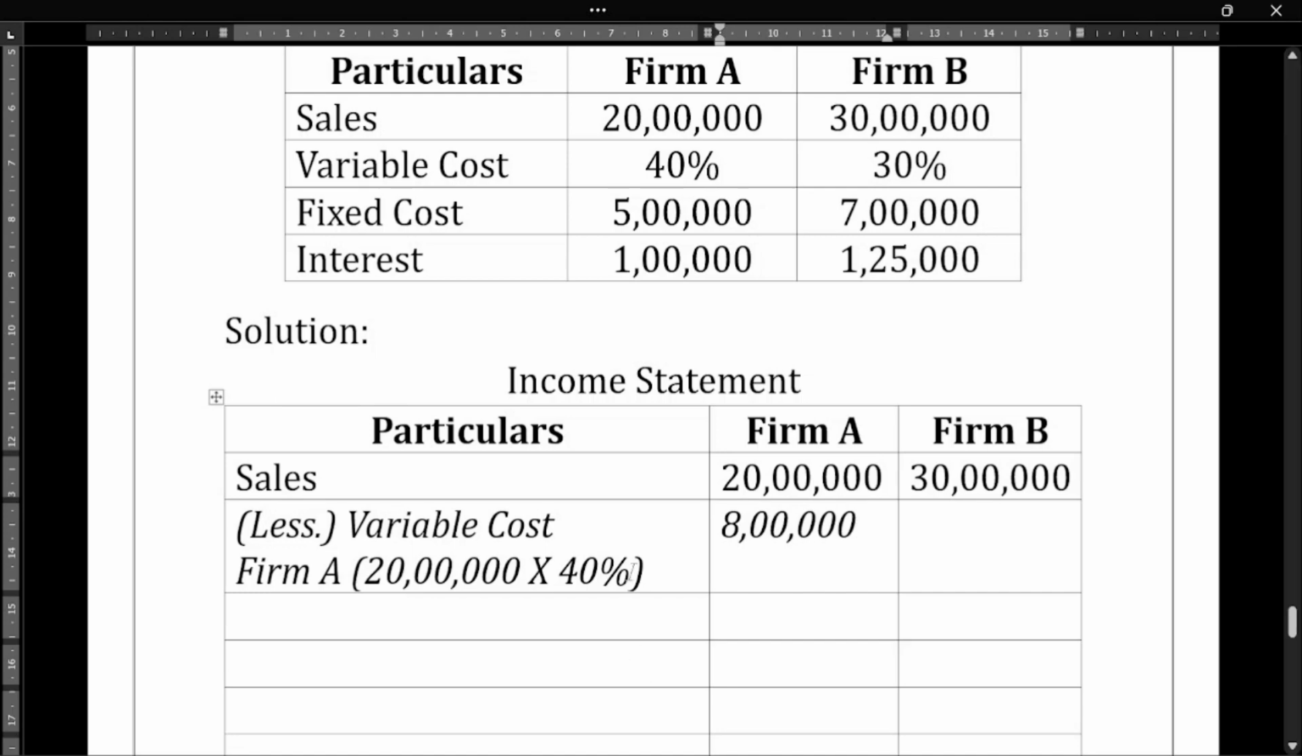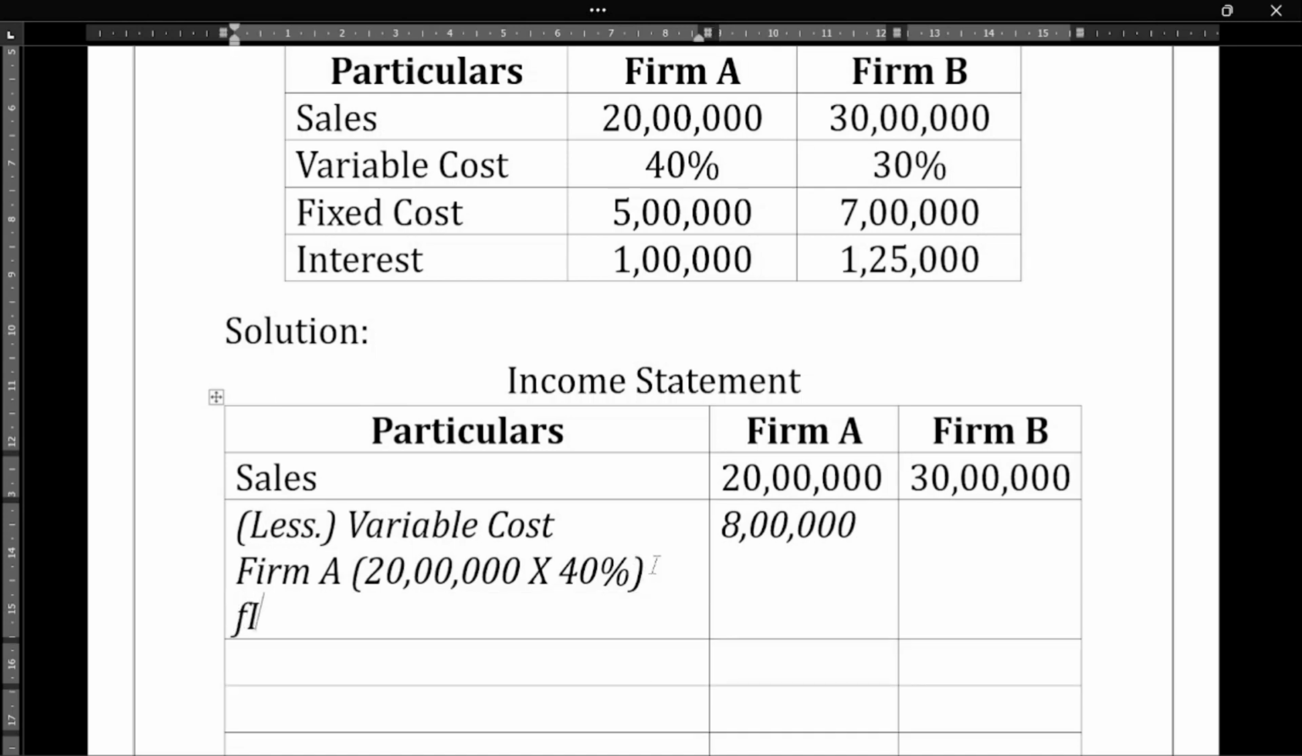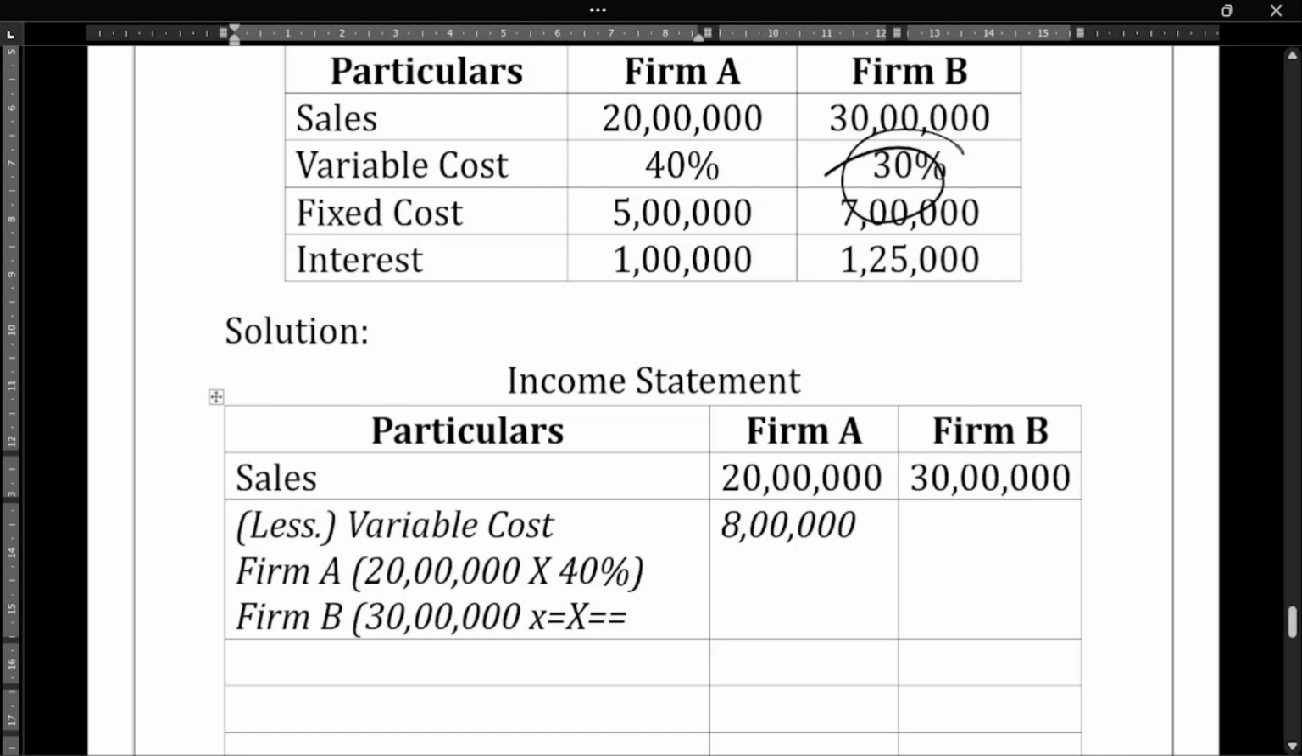Next, for firm B, sales value is 30 lakh. How much percentage is the variable cost? It is given in the question: 30%. We need to take 30% as variable cost. So 30 lakh into 30% will be 9 lakh.